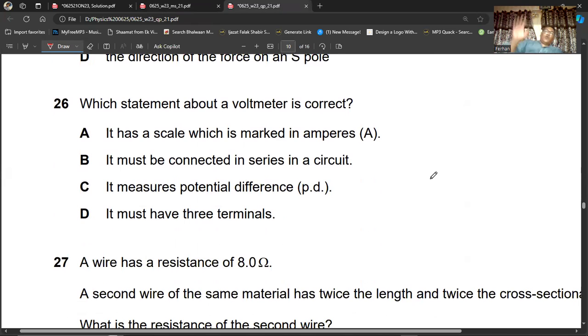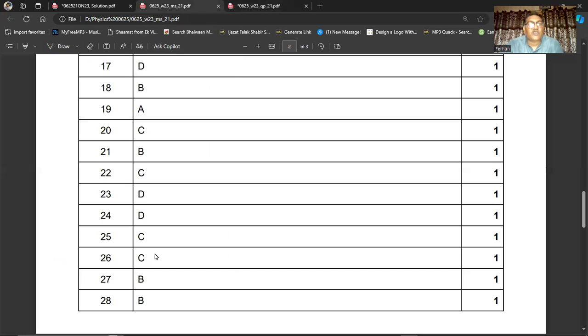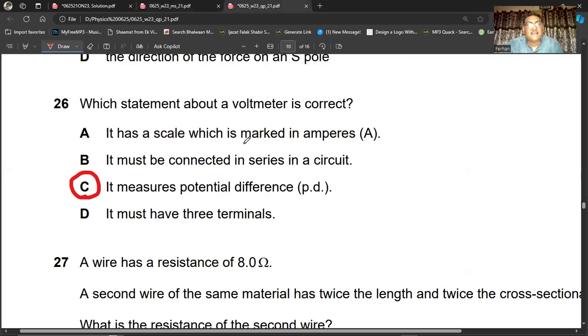Question number 26. Which statement about a voltmeter is correct? You see, the voltmeter, we always connect in parallel to the appliance, and it measures the potential difference across that appliance. So it has a scale which is marked in amperes. That's wrong. It must be connected in series in a circuit. That is wrong. It measures potential difference. Yeah, it measures the potential difference. It must have three terminals. That's wrong. So I think question number 26, C is the choice.